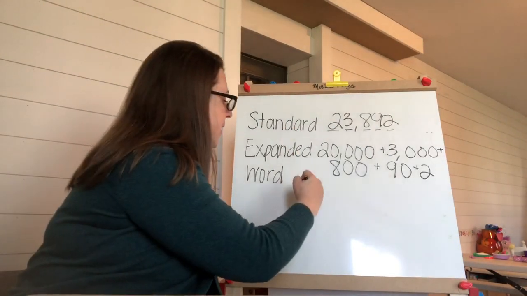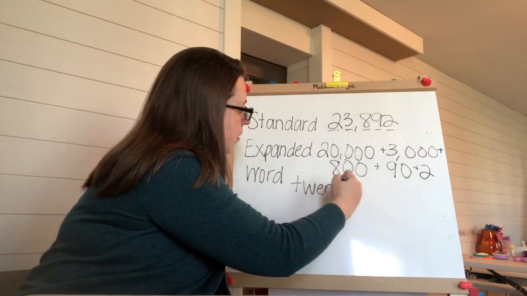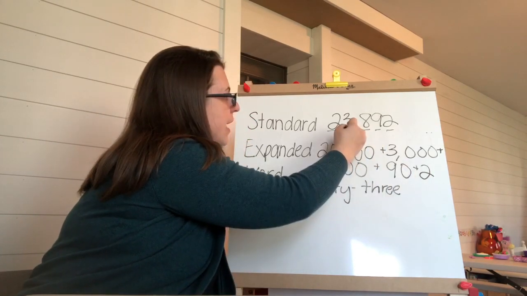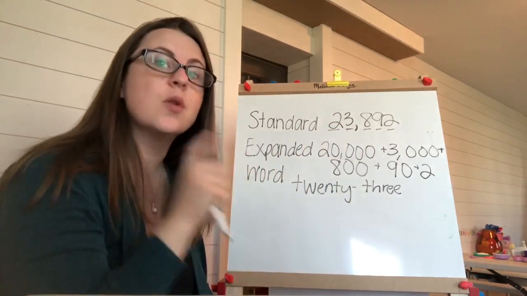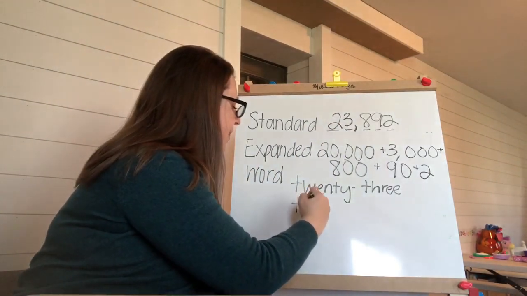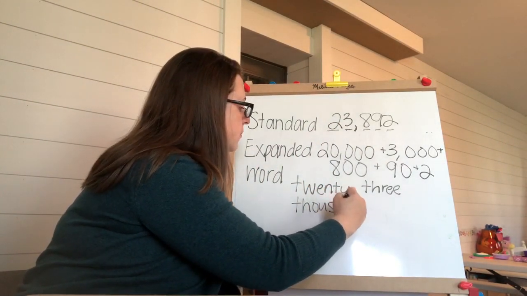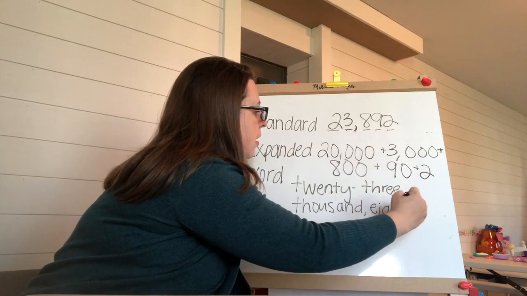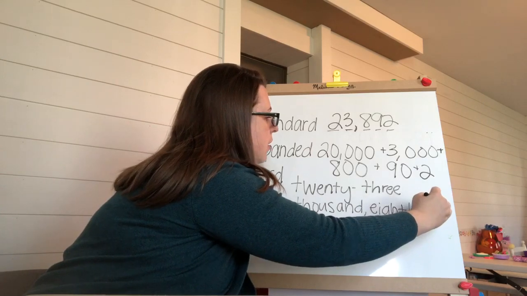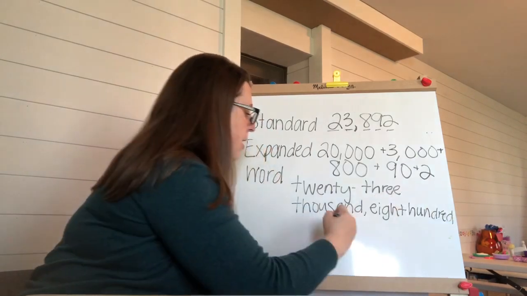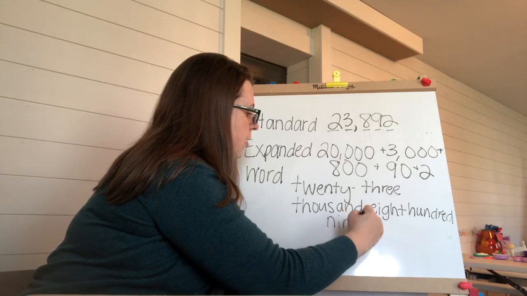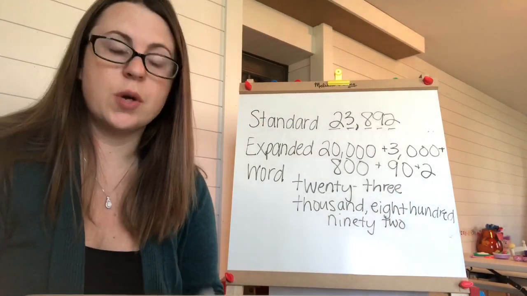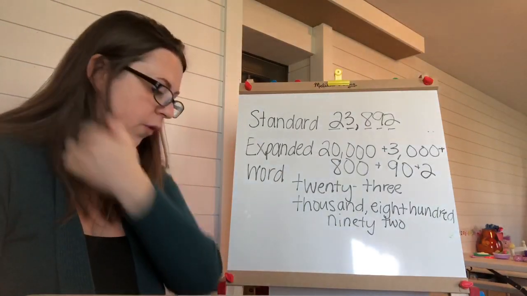So 23, and I told you guys to always think about that comma as the word thousand. 23,000, 800, 92. Okay, so that's just a refresher on page 21 for standard, expanded, and word form.